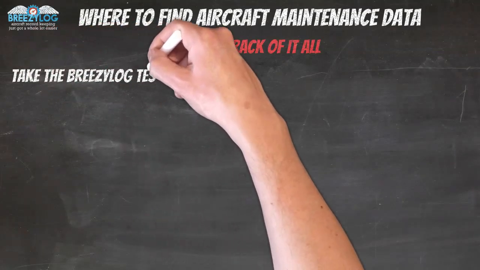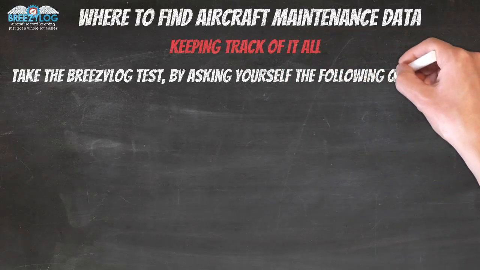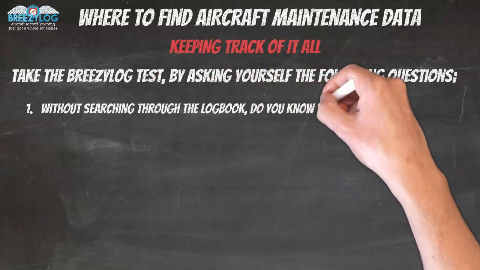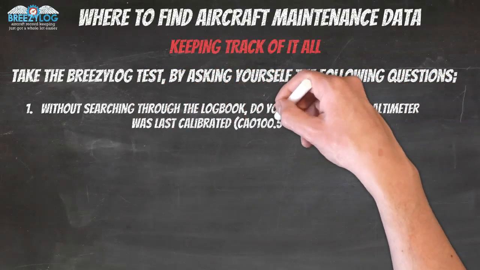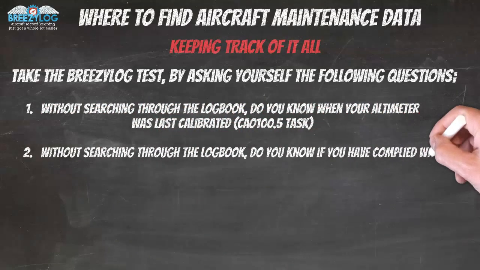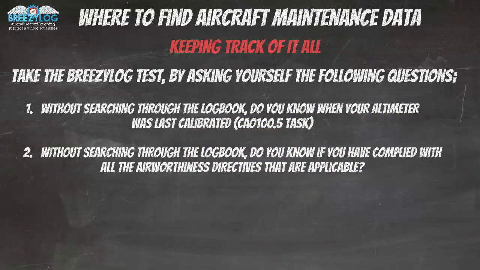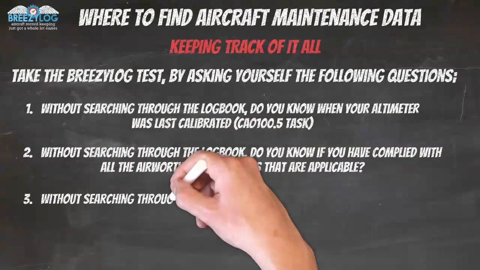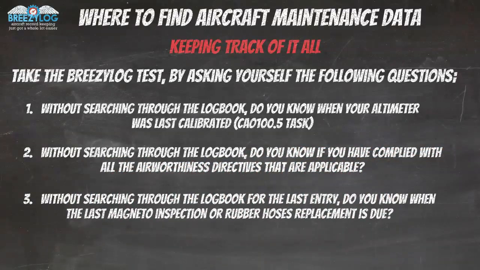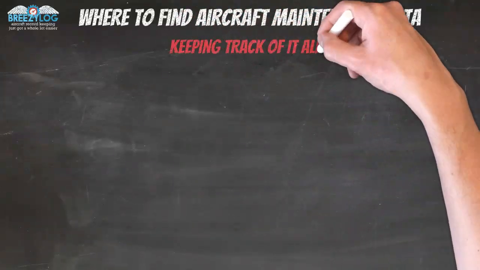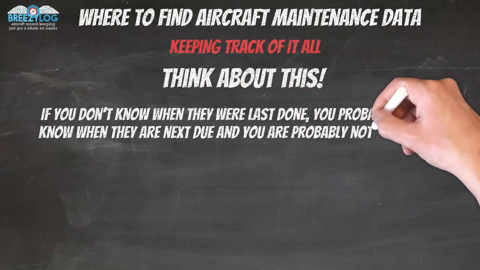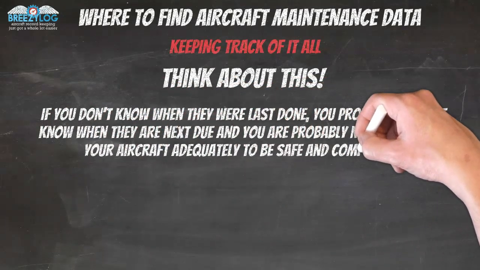Take the BreezyLog test by asking yourself the following questions. Without searching through the logbook, do you know when your altimeter was last calibrated, CAO 100.5 task? Without searching through the logbook, do you know if you have complied with all the airworthiness directives that are applicable? Without searching through the logbook for the last entry, do you know when the last magneto inspection or rubber hoses replacement is due? If you don't know when they were last done, you probably will not know when they are next due, and you are probably not maintaining your aircraft adequately to be safe and compliant.